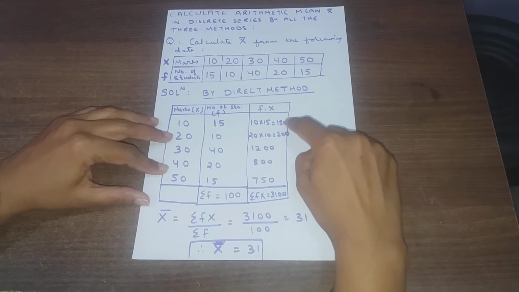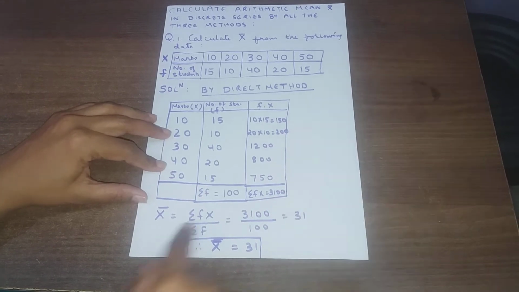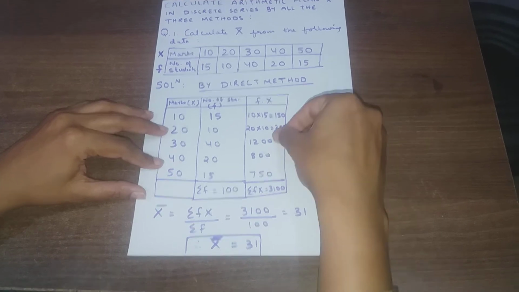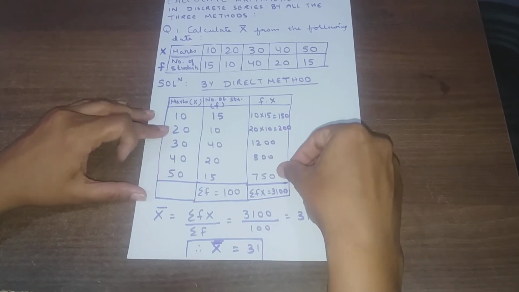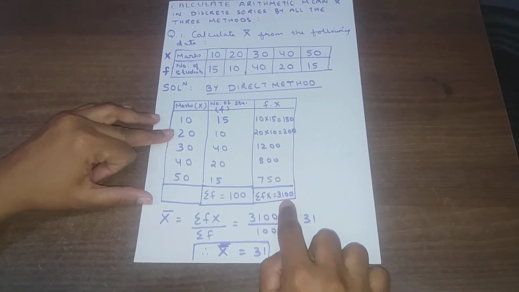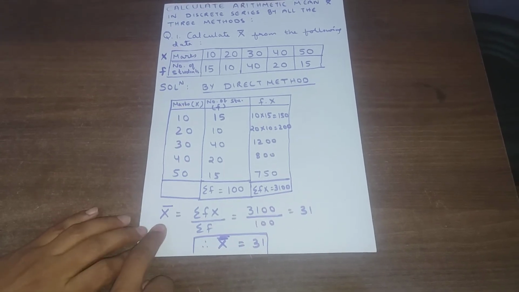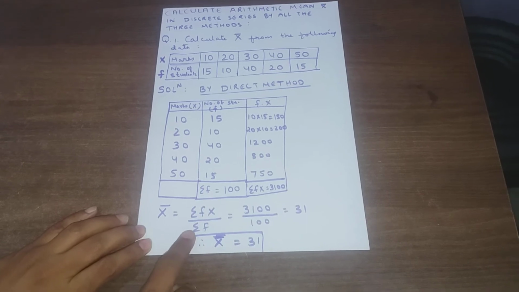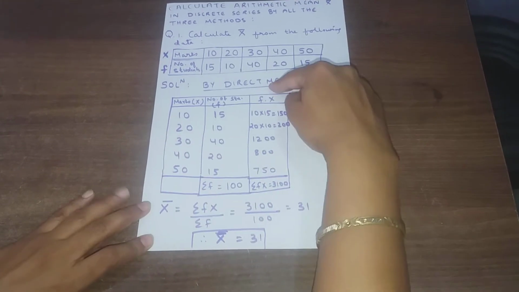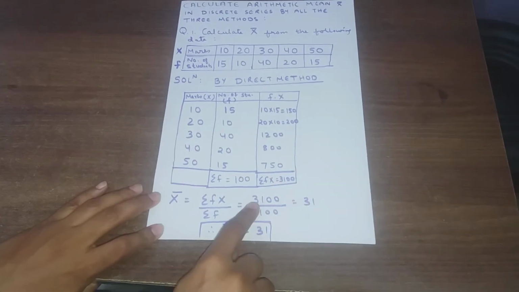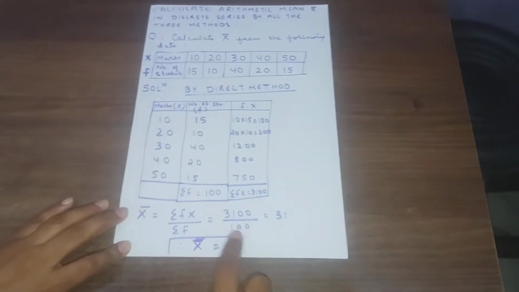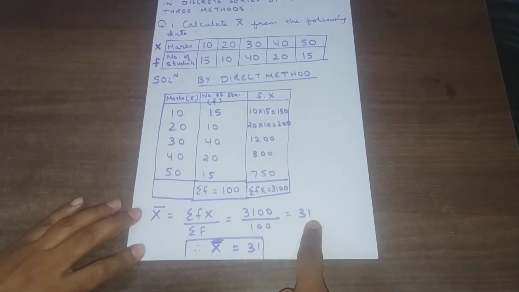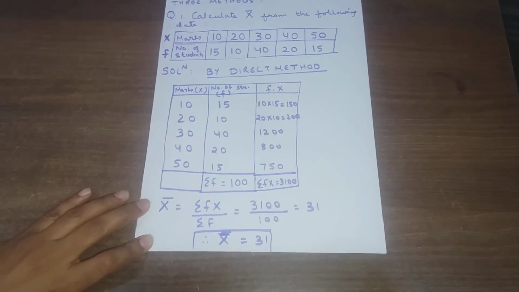We again want the summation of fx because it is required in our formula. So 150 plus 200 plus 1200 plus 800 plus 750 will give us 3100. Now formula goes this way: x bar is equal to summation of fx upon summation of f. That is summation of fx, third column, 3100, divided by summation of second column, that is 100, will give you 31. So x bar is equal to 31.